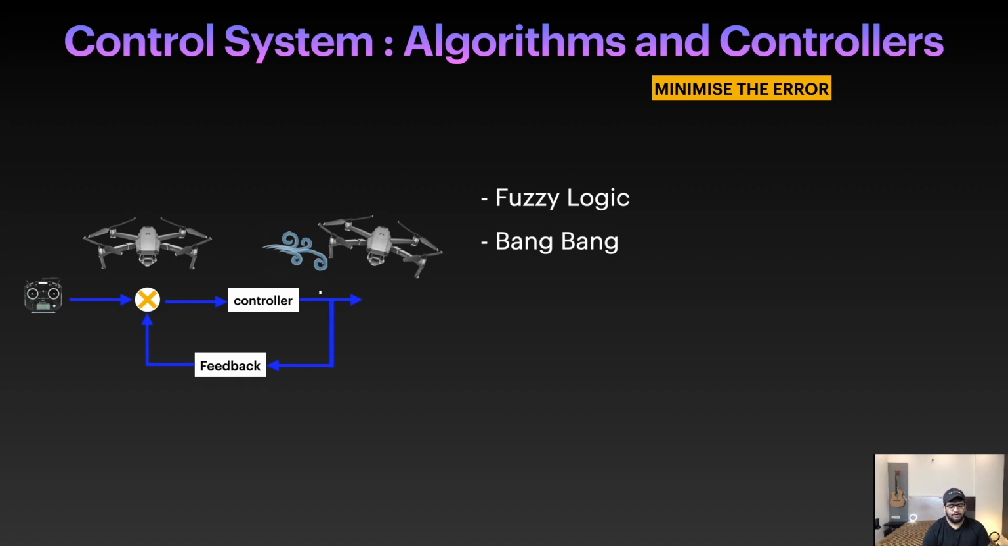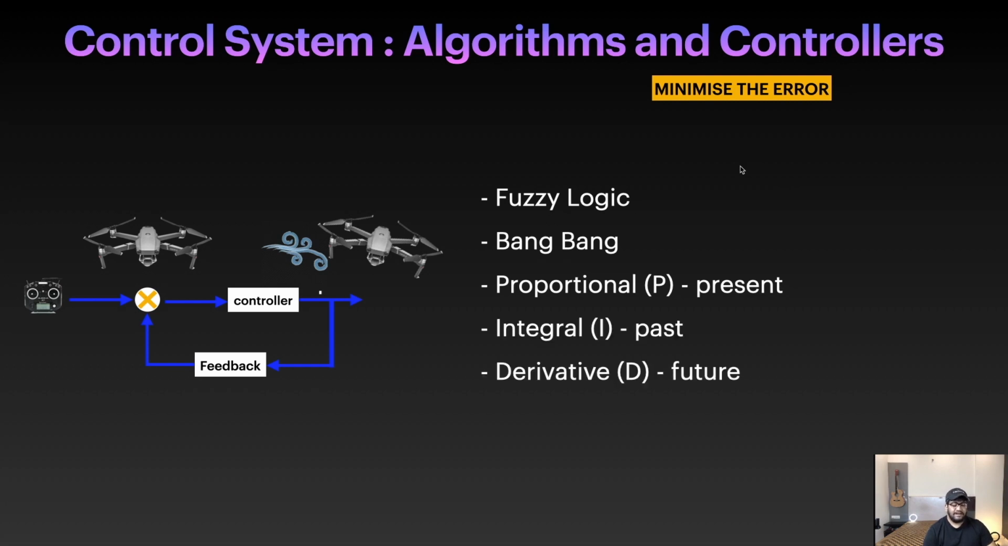If yes, it will close down the AC or the HVAC system based on that. So it's very simple to implement. We'll not talk about fuzzy logic and bang-bang, but what we'll talk about is proportional, integral, and derivative to be precise. These are three different controllers, but together they are used in drone control system algorithms, and it's called PID.